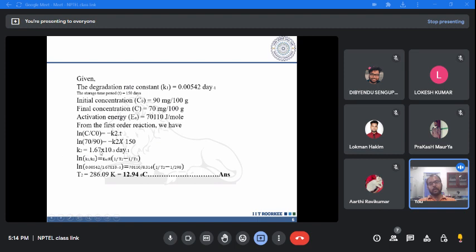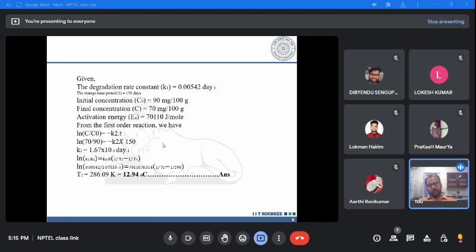Then you will apply the formula log K1 upon K2 equal to EA upon R into 1 upon T2 minus 1 upon T1. By solving this you will get T2 as 286.01. By this you can calculate the temperature, and this is the temperature in Kelvin.